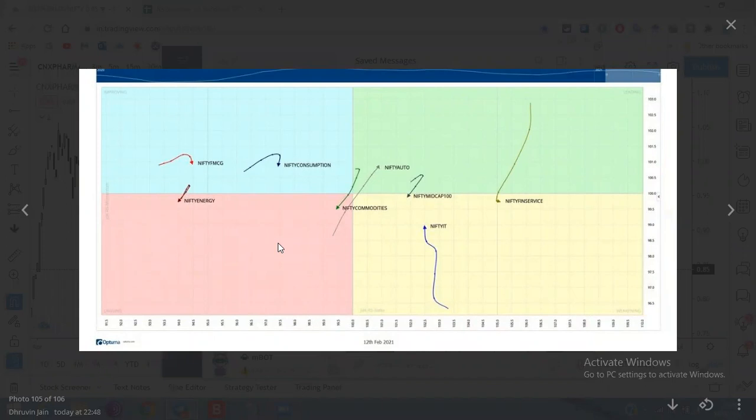RRG charts are quadrant type charts which use the formula of JDK RS. JDK is the person who created this type of chart. His name is Julius D. Kempner. Okay. JDK RS and JDK momentum.